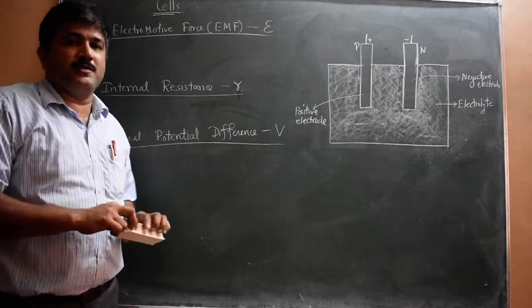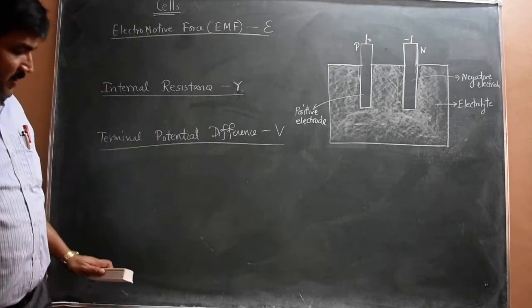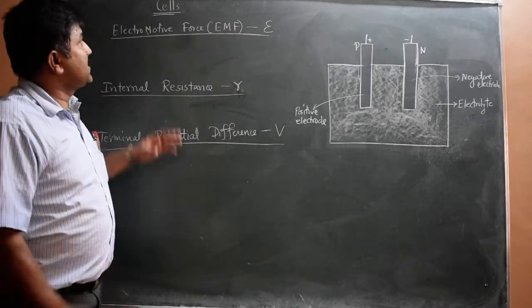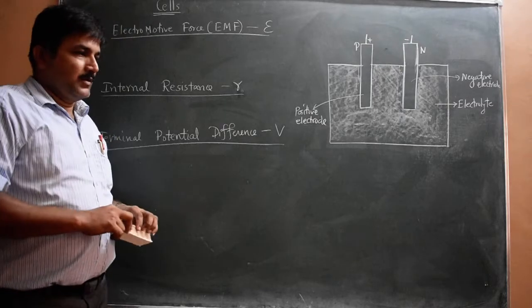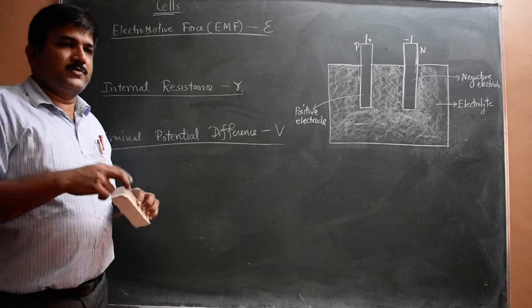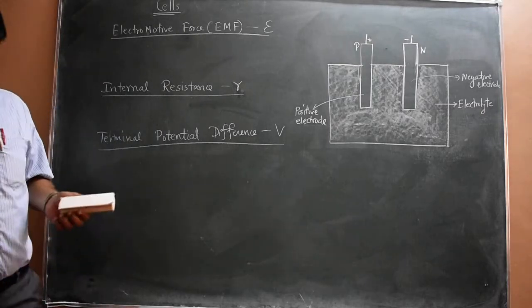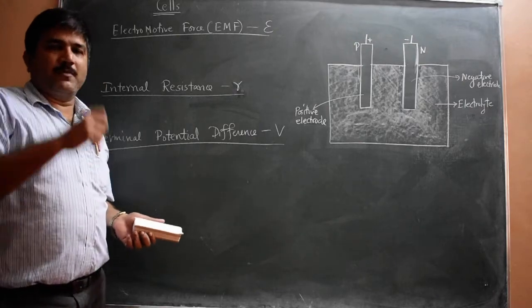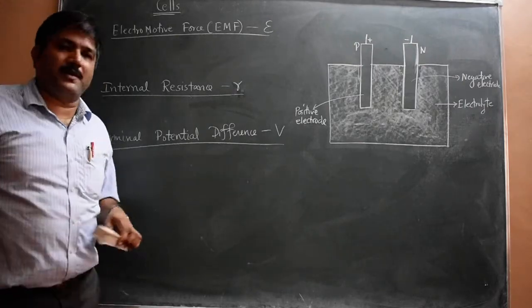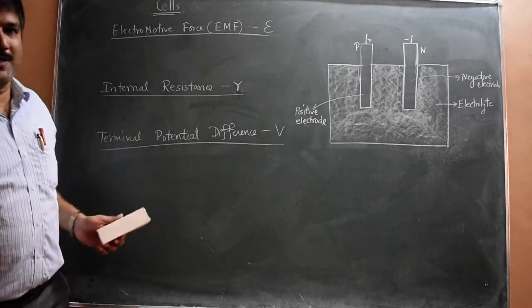Dear students, in this session I am going to discuss cells. In physics, a cell is a source of energy. You may go to a shop and purchase a battery cell whose potential difference is mentioned as 1.5 volt, and there will be plus and minus marks that represent the positive terminal and negative terminal of the cell.